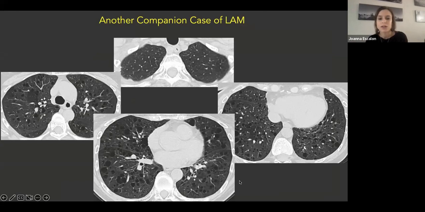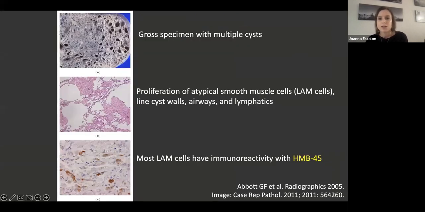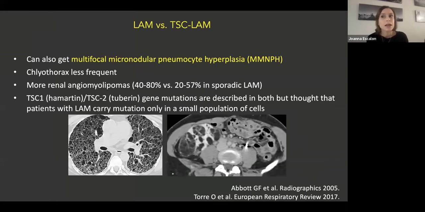Again, you see diffuse small cysts throughout both lungs with similar sizes, and the lung apices relatively spared. On gross specimen, you see multiple cysts. On pathology, you're going to see atypical smooth muscle cells, which we call the LAM cells, that stain with a stain called HMB45, and that's diagnostic. So what's the difference between someone with isolated LAM and someone with tuberous sclerosis and LAM? Patients with tuberous sclerosis can also get something called multifocal micronodular pneumocyte hyperplasia in the lungs.